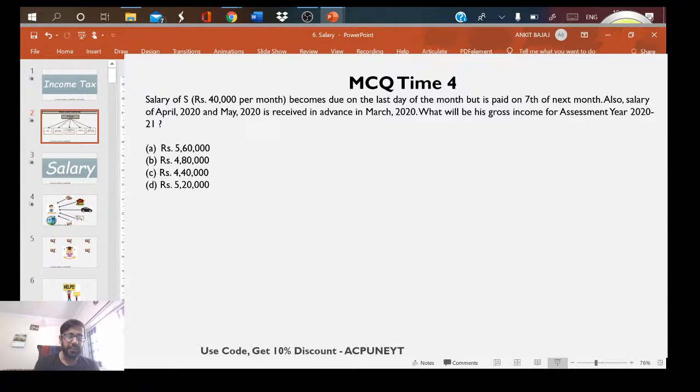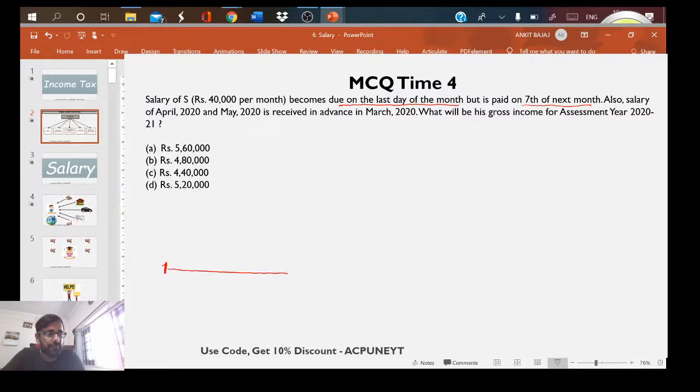So if you see, salary of S is 40,000 per month. What this question says is, salary gets due on the last day of the month, but it is paid on 7th of next month. Sir, can you please prepare a line diagram for this? Definitely I will prepare the line diagram, no problem.